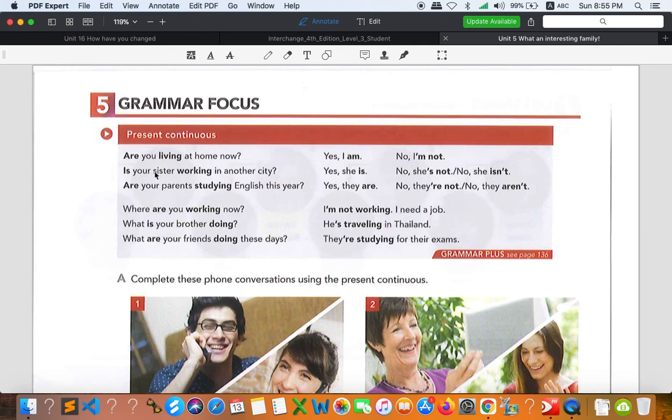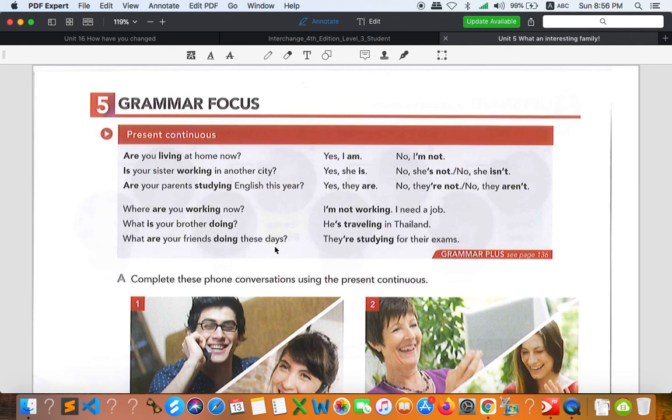All right. Is your sister working in another country? So it's just like working is at that moment. So is she working in another city? Things like that. Sorry, not country, city. Are your parents studying English this year? So you see that. Where are you working now is about asking now, your activity right now, okay? What is your brother doing? What are your friends doing these days? It's just like asking about the moment that you are talking.